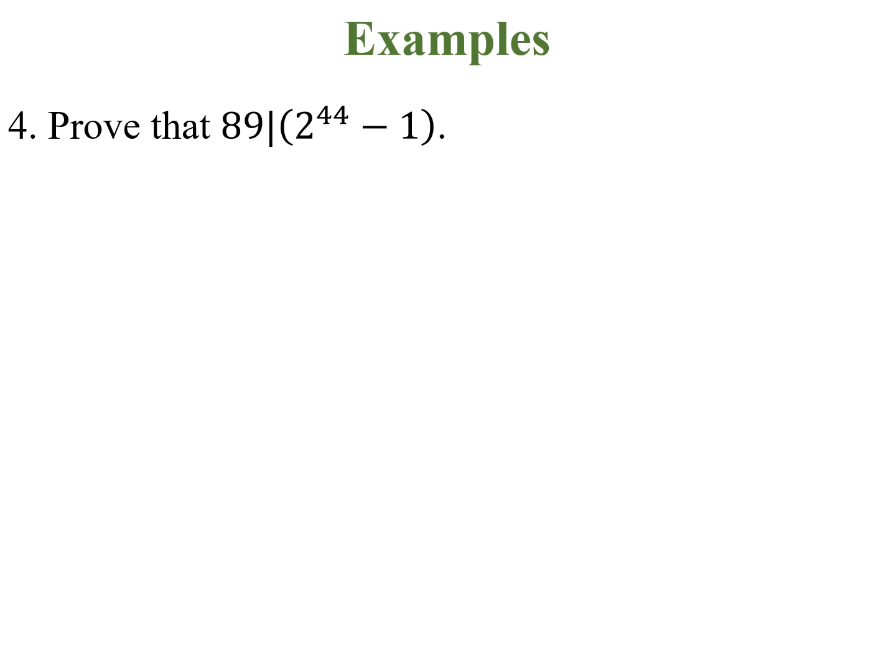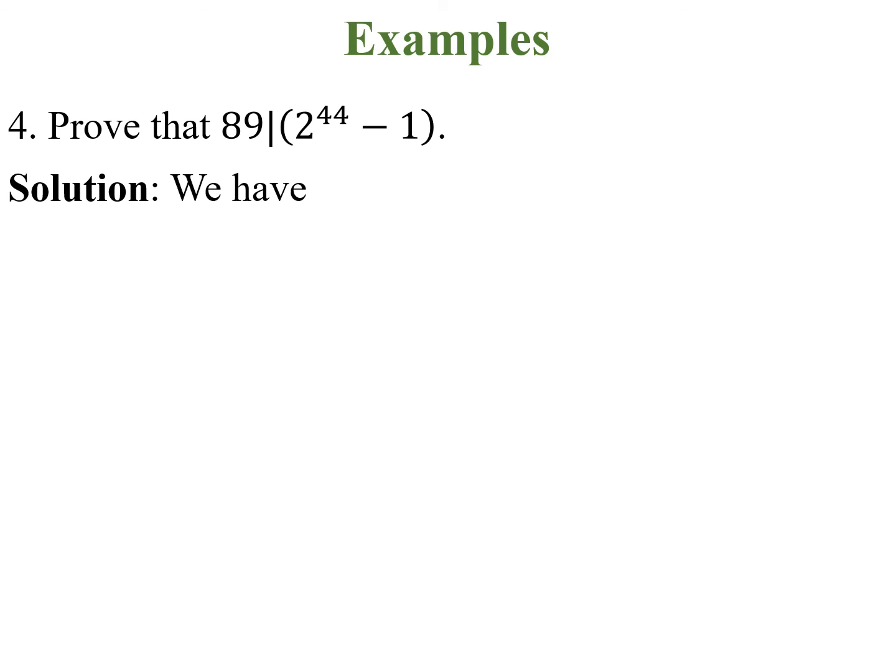Next example, prove that 89 divides 2 raised to 44 minus 1. You just have to find the congruence of powers of 2 modulo 89, because here the power of 2 is less than the phi of 89. 89 is a prime number, so its Euler's phi function is 88. Here the index of 2 is less than 88, so directly start from 2 raised to 1, 2 raised to 2, 2 raised to 3, 2 raised to 4 and so on modulo 89.